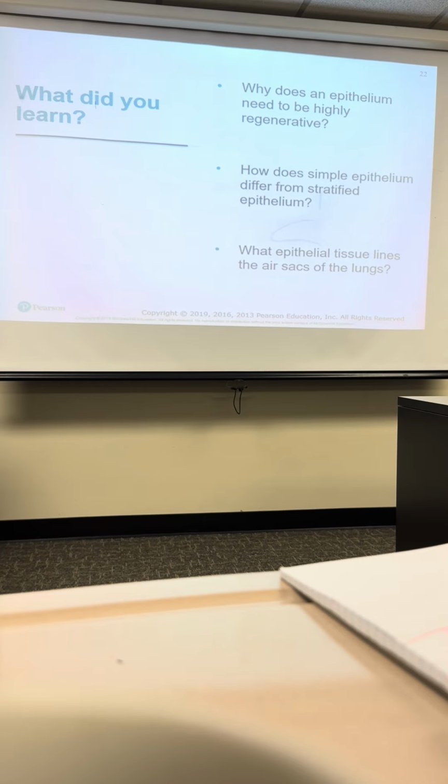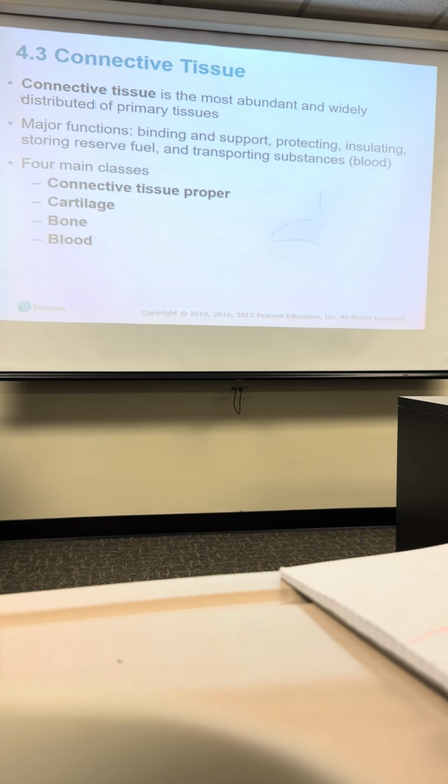But when you go to the lab today, I'm going to show you pictures of different types of tissue to make sure that you understand how each specific tissue looks. Okay. So now let's talk about the most abundant tissue. What is the name of the most abundant tissue? Connective tissue. So connective tissue is the most abundant and widely distributed of the primary tissues.